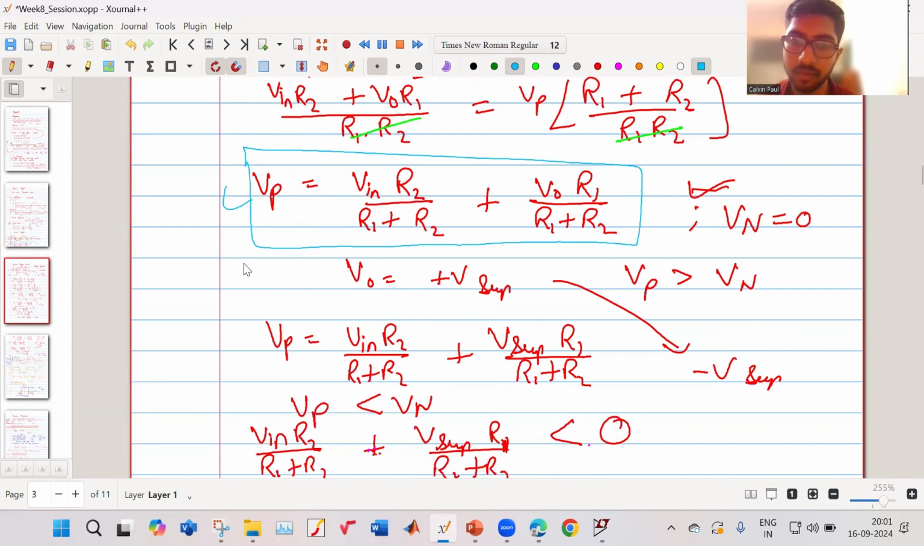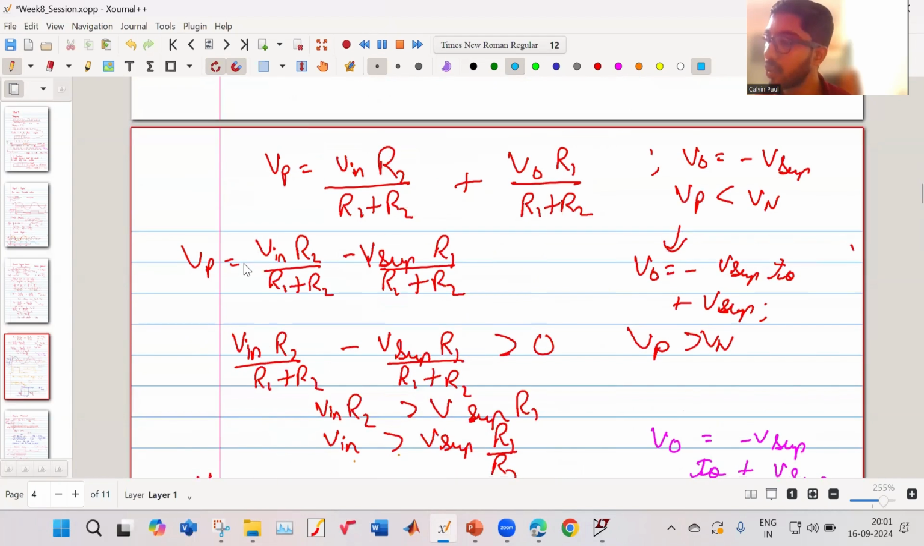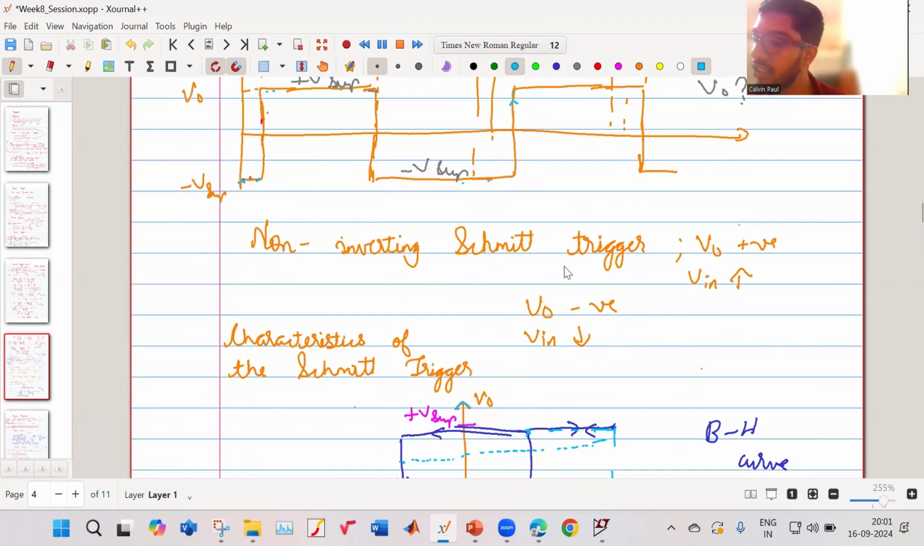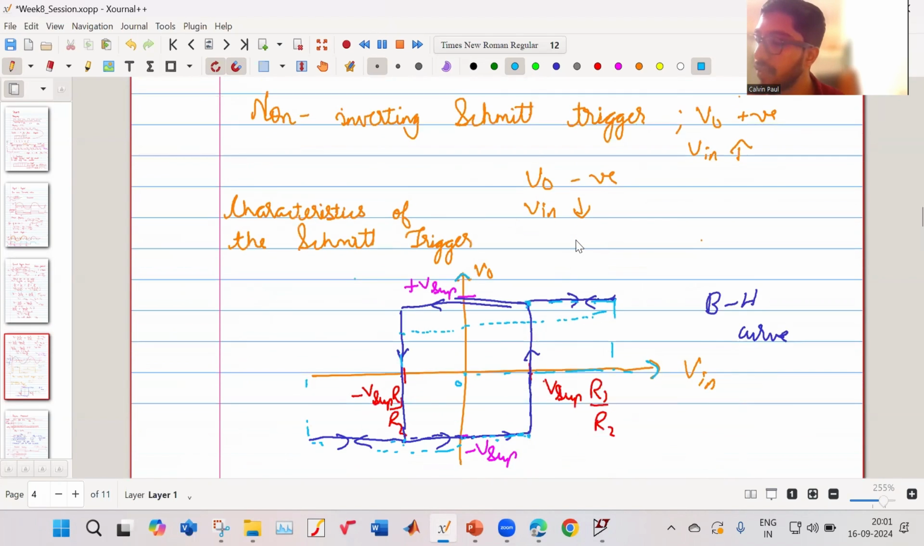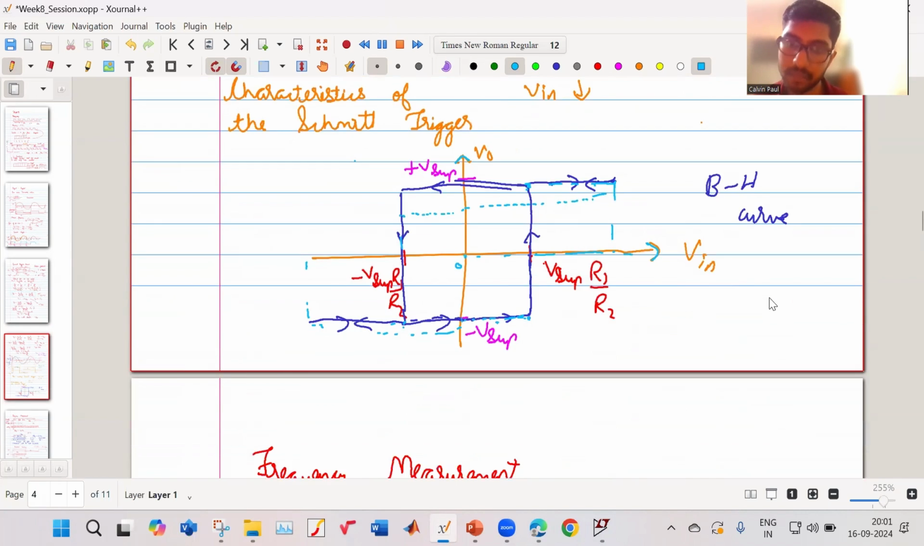That's one part. Then there are an upper trigger point and a lower trigger point. We also showed that, how it is changing, when it is changing, etc. That also is visible. There's a non-inverting Schmitt trigger. The characteristics of the Schmitt trigger I also touched upon. It is similar to the BH curve of magnetic materials.